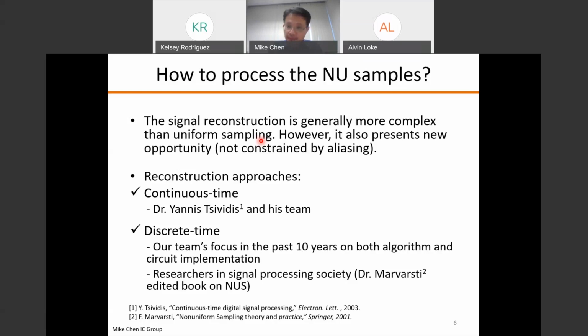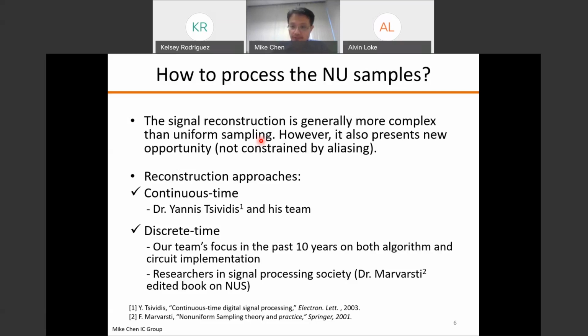So they basically combine those non-uniform samples in a continuous way, right? So the output is still analog-ish, still non-uniform in time, or asynchronous time output. There's another approach which is discrete time, and this is really something that my group has been focusing on for nearly 10 years, right?